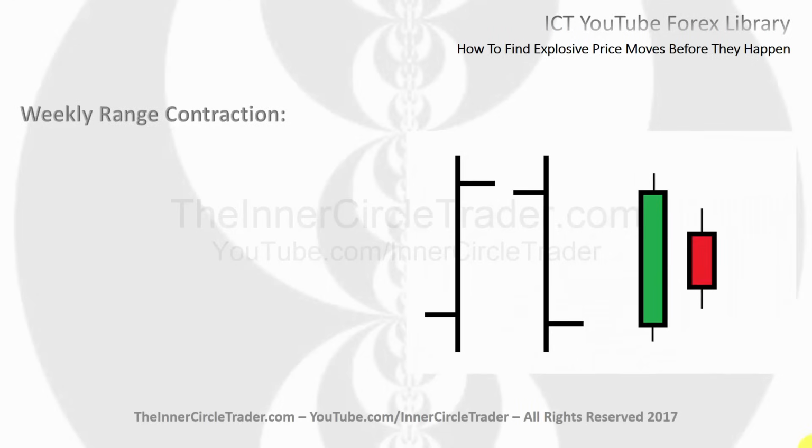Okay, next we're going to talk about the weekly range contraction. All right, as you can see here, we use the open, high, low, and close bar. Okay, this is a graphic depiction. It's very easy to see, at least for me it is, when we're using Power 3.